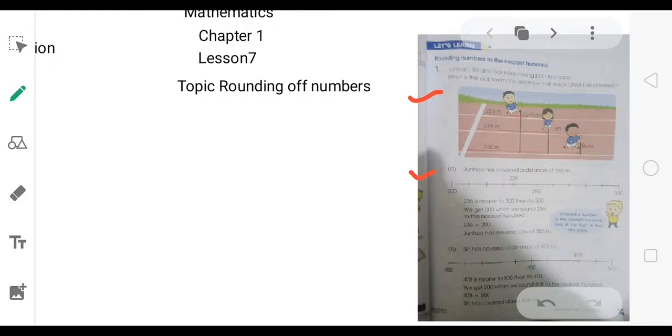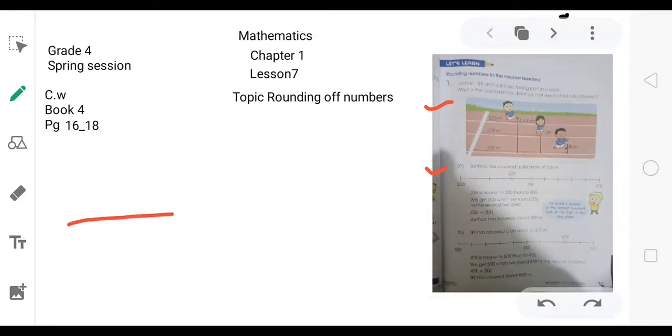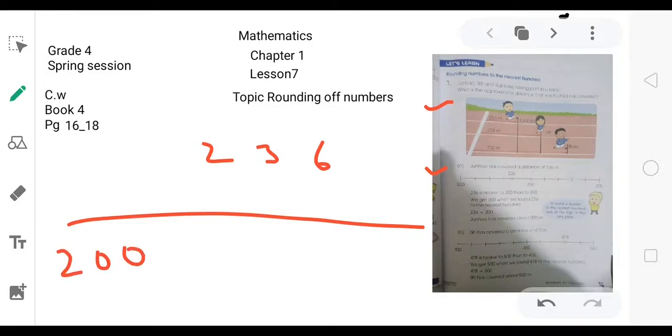In part A, Junhao has covered a distance of 236 meters. Like the previous lesson, first of all you have to make a number line. The number is 236. Now just tell me, 236 lies between which hundreds? You know this, 236 lies between 200 and 300. Am I right? 236 comes between 200 and 300.